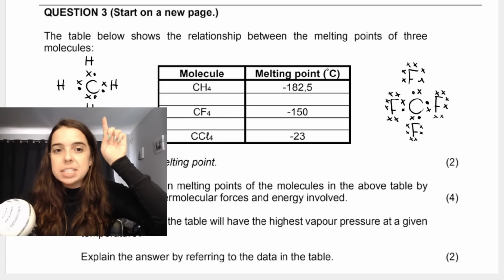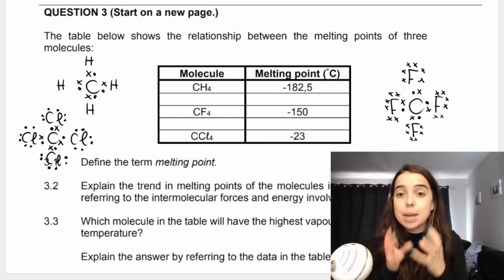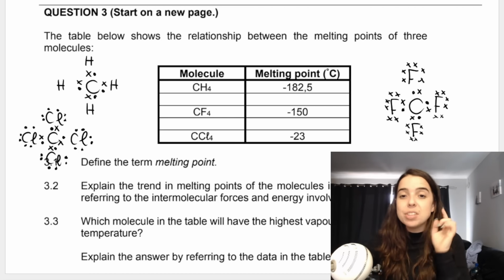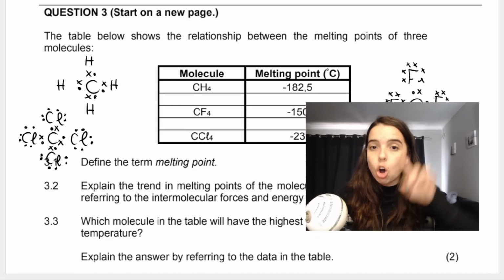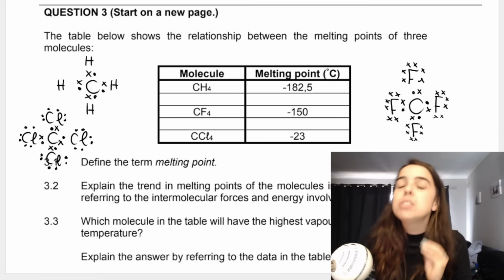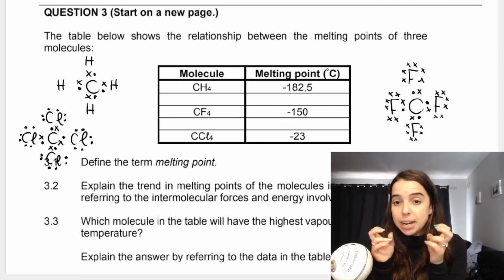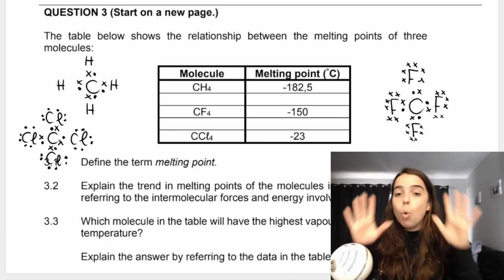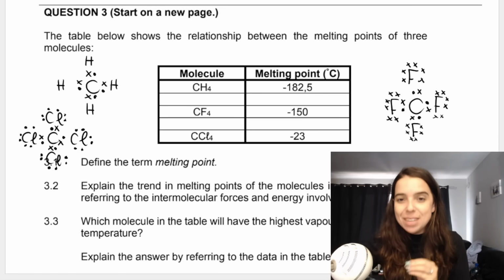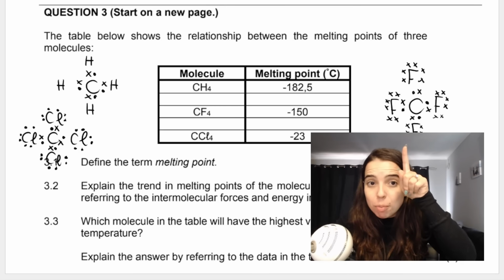lone pairs. Same thing here, same thing here. I hope you guys can see that they all have the same shape. They have the central atom and then the 4 atoms that surround them. And the central atom over here, carbon, carbon, carbon, has no lone pairs. This is very important. What that means is that they have ideal molecular shapes, which means overall they have a symmetrical charge distribution, which means that they're all nonpolar molecules. Okay, all of them are nonpolar molecules.